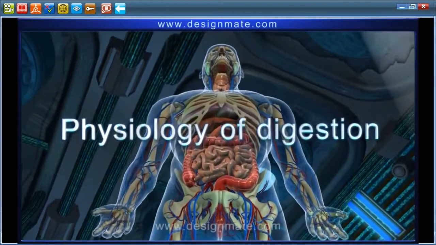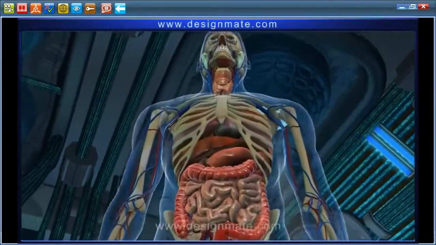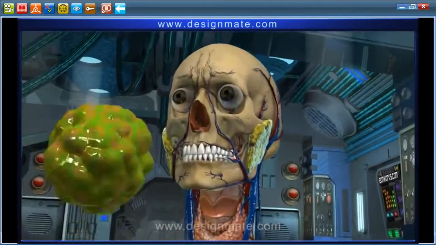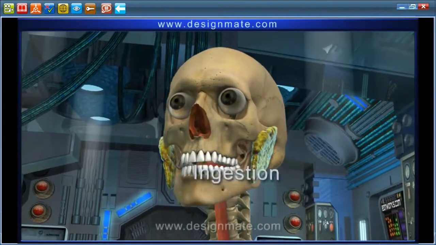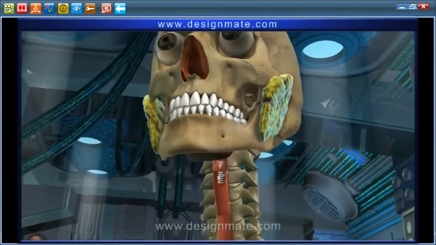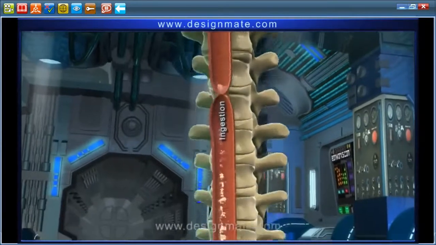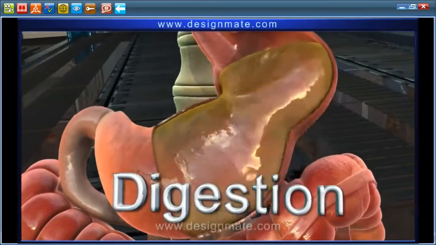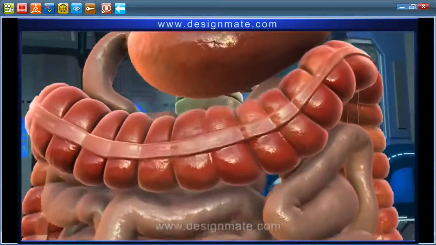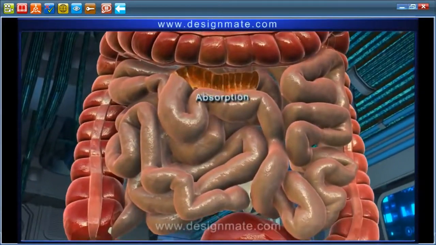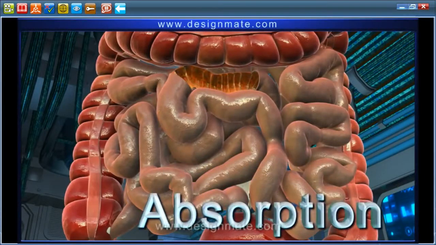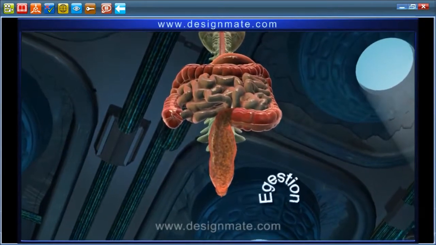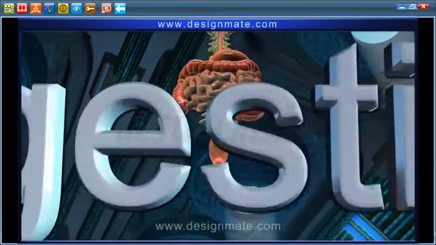Physiology of digestion. To understand the physiology of digestion that involves ingestion, digestion, absorption, and egestion.